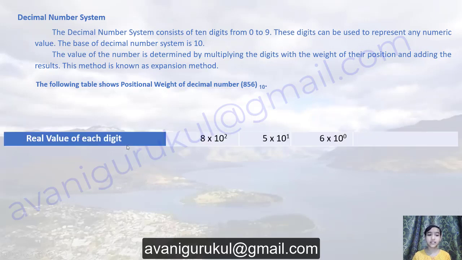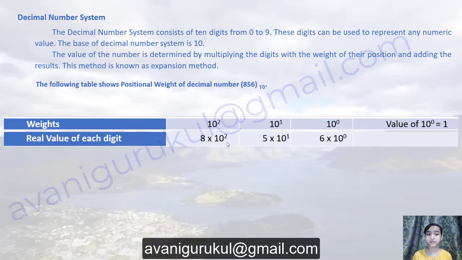The real value of each digit is 6 multiplied by 10 to the power 0, 5 multiplied by 10 to the power 1, and 8 multiplied by 10 to the power 2. Its weights are 10 to the power 0, 10 to the power 1 and 10 to the power 2.